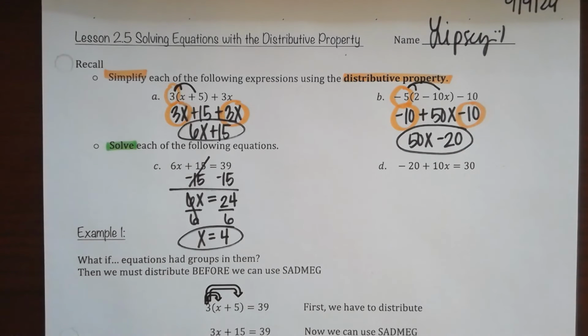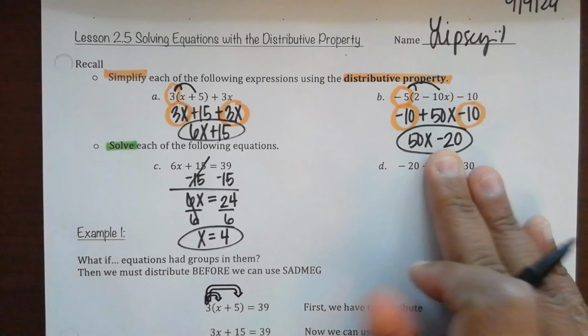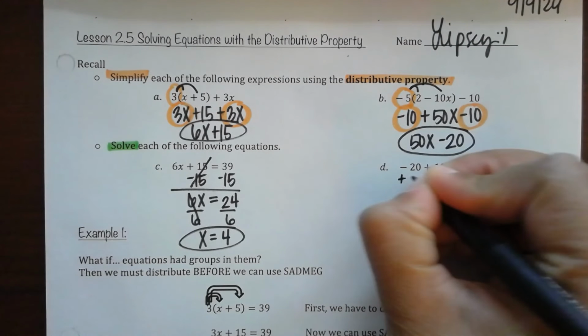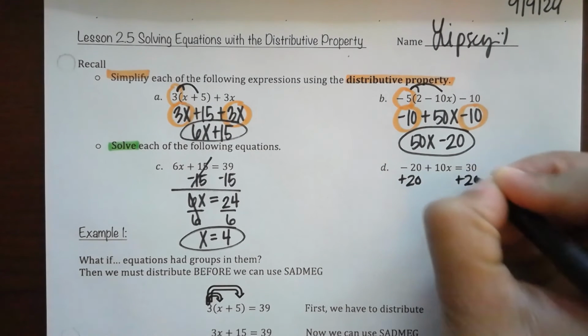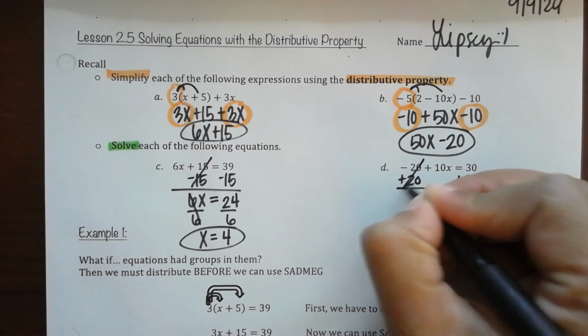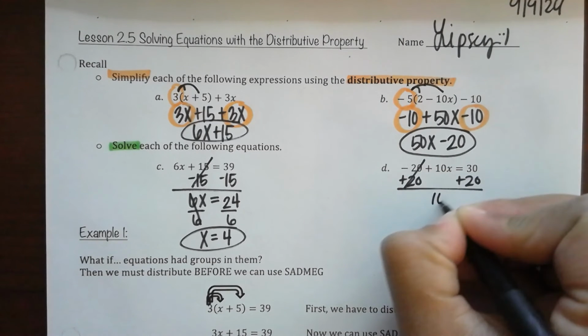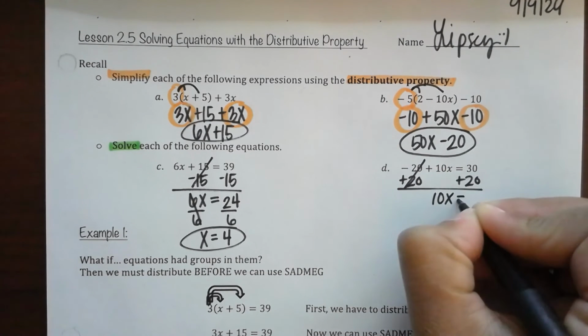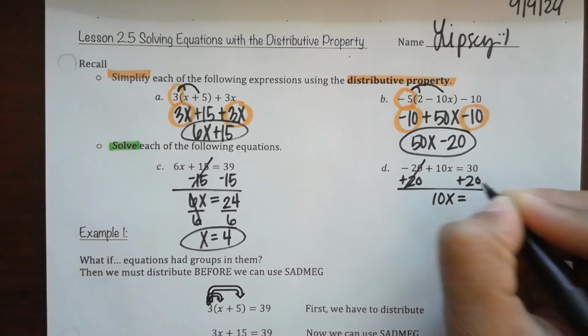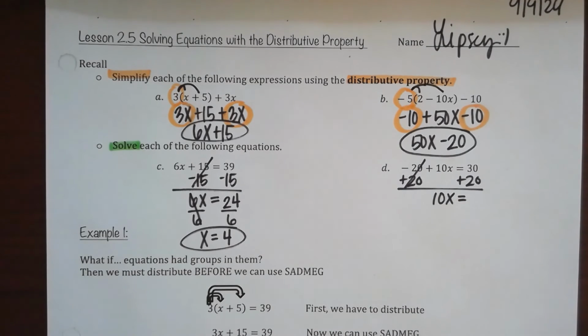What's the first thing I need to do? Plus 20, because that's my constant. It's negative to begin with, so what's the opposite of negative? Plus. So I add 20 on both sides. So what happened? Then you do 30 plus 10x now, equals 30 plus 20. Type that in, I'll tell you when.